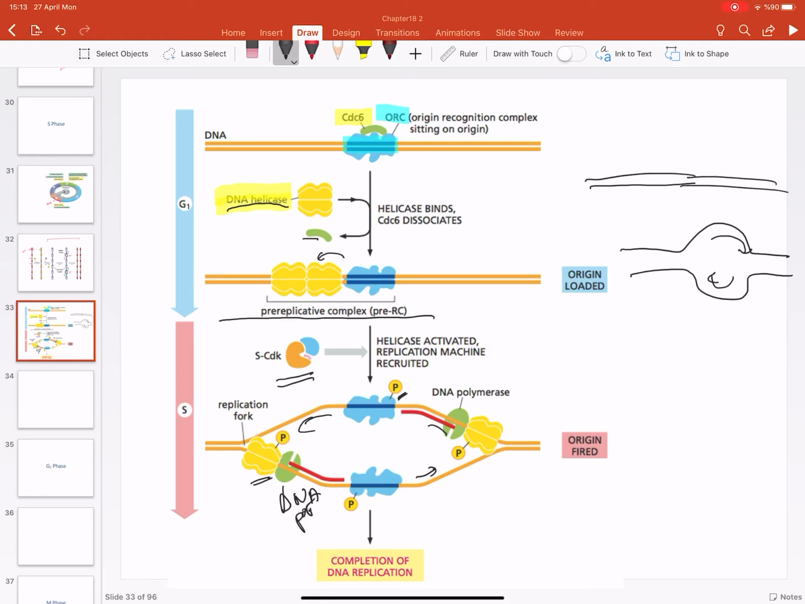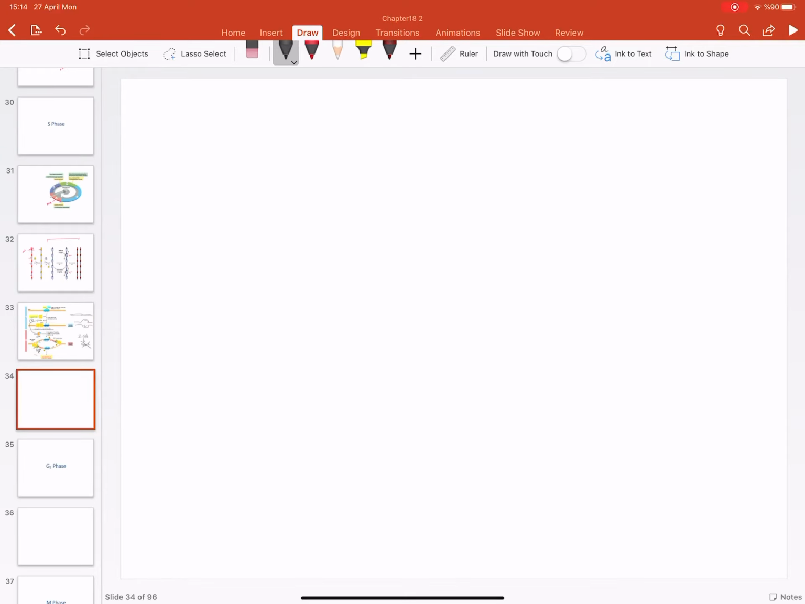Okay. By the way, the S-CDK not only starts the DNA synthesis, but it also phosphorylates the CDC6. Because when S-CDK phosphorylates the CDC6, it actually degrades the CDC6. It makes sure that CDC6 is going to be degraded. It's not going to be used again, because if it is used again, if in case there is another activity here, before the S phase finishes, another S phase will start.